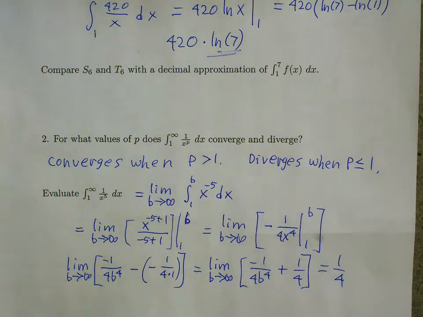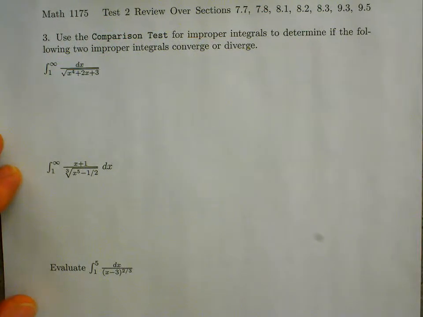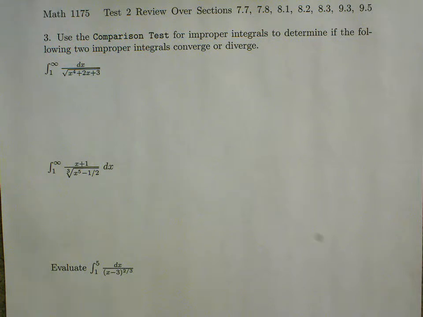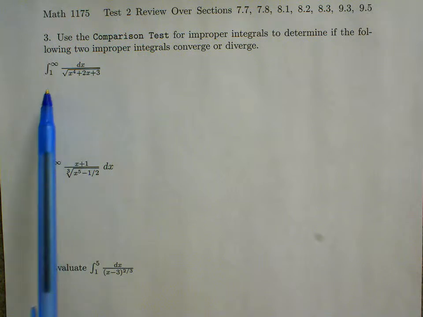Okay, on the next page, more about improper integrals. For these first two, use the comparison test to determine if the improper integrals converge or diverge. Okay, so the improper integral of dx over the square root of x to the 4th plus 2x plus 3 from 1 to infinity.